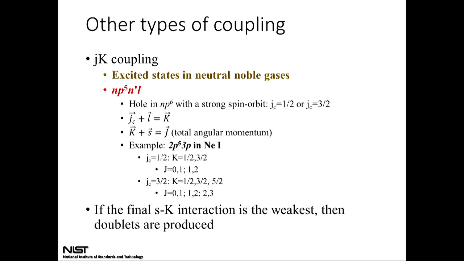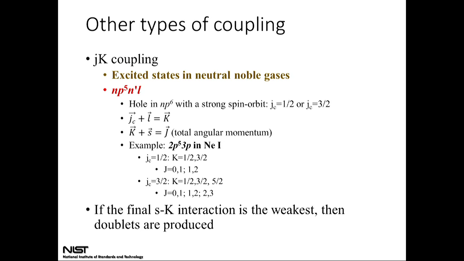So this hole has very strong spin orbit interaction, and therefore it is characterized immediately by the total J value, which for a p electron can only be one half or three halves. Then to get your final total angular momentum value, you have to sum this J value with the orbital momentum of the excited valence electron into a new number, which is called K.